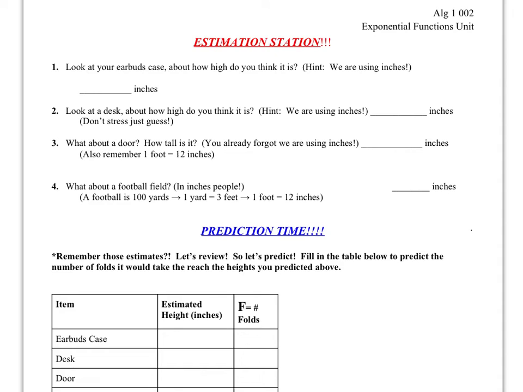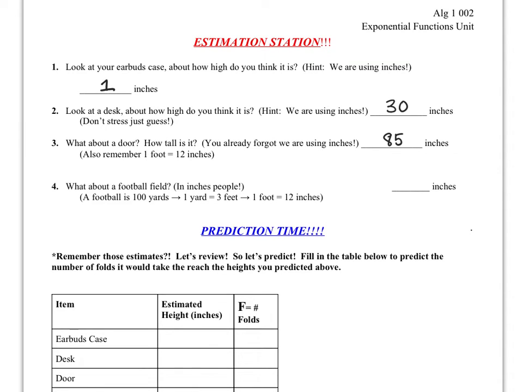Let's pull in for a second to estimation station. Look at an earbuds case. How high do you think it is? We're going to estimate using inches. A good estimate for an earbuds case might be 1 inch. Now look at a desk. About how high do you think it is? Again, we're using inches. Don't stress, just guess. I want you to do the same for a door. So fill in these 2 empty spaces with your best estimate for the height of a desk and the height of a door measured in inches.